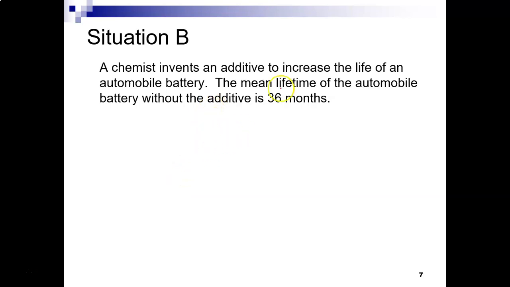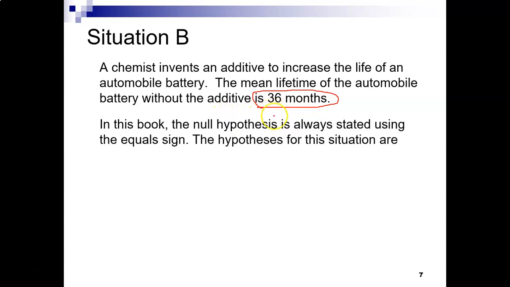Okay, so let's go through it. The mean life of an automobile battery without the additive is 36 months. So we know that our H0 is that it is 36 months. So what is HA? The chemist invents an additive to increase the life of the battery. Increase means that the battery should last longer than 36 months, so it should be a greater than.